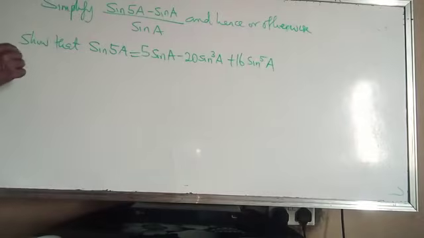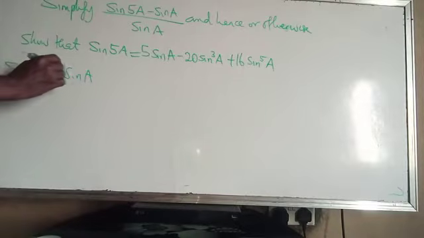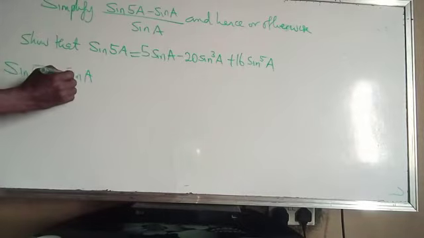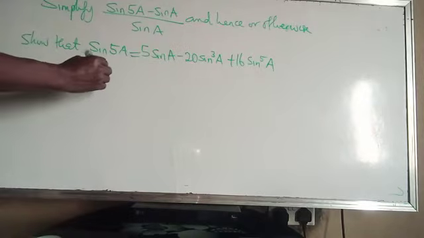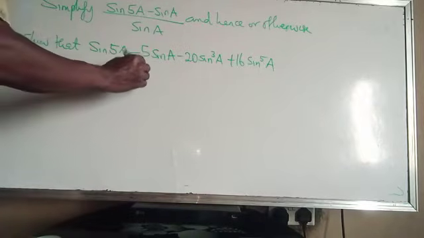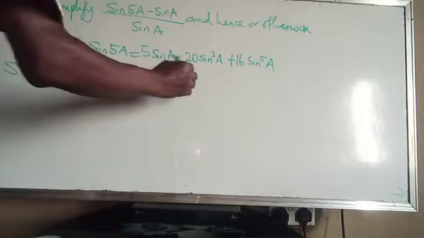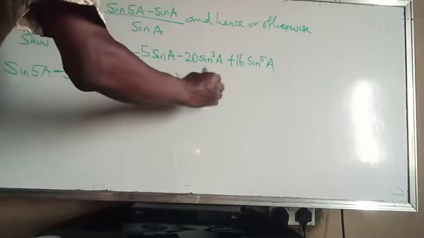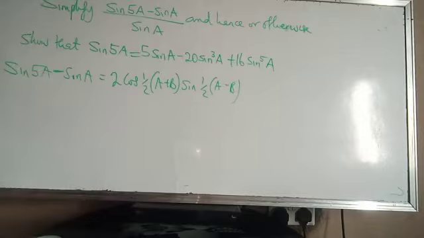Let's first of all say that sine 5a minus sine a. Let's remember from our knowledge of the difference formula in trigonometry. Sine A minus sine B is equal to 2 cos half into A plus B, sine half into A minus B. This is a very important formula for us to remember.